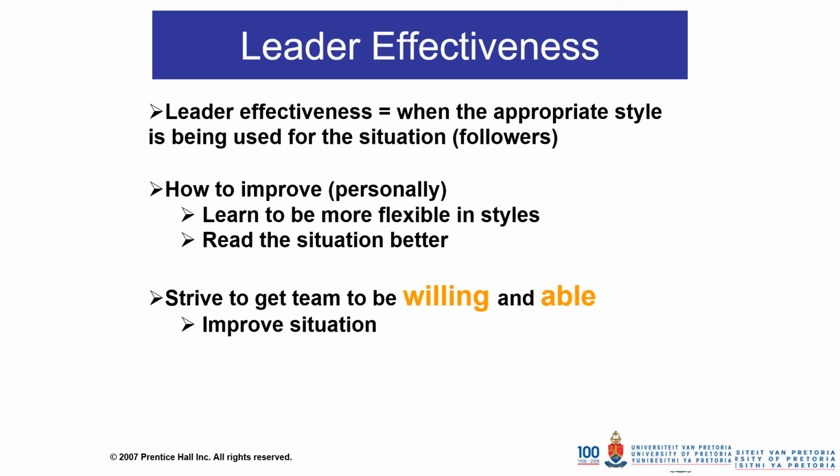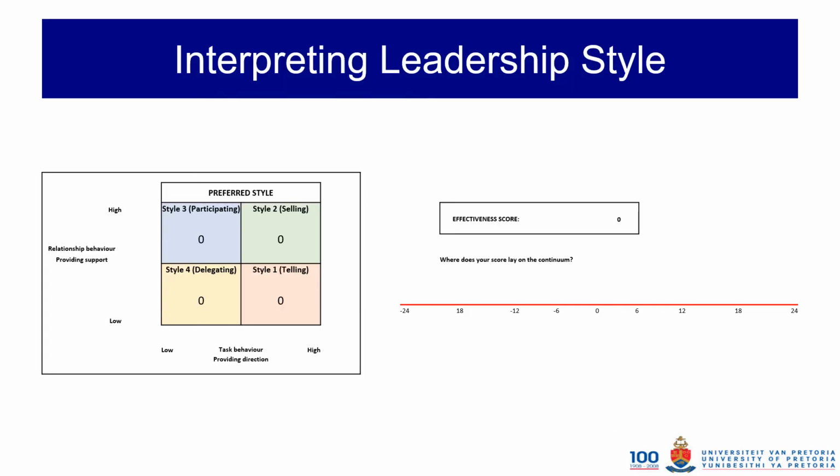Now, how to improve? The first way is to learn to be more flexible in your style, and the second is to read the situation better. And then also to strive to get the team to be willing and able, in other words, to improve the situation. Now, if you want to interpret your leadership style, you look at your flexibility and also your effectiveness. For flexibility, the ideal is 3-3-3-3 in each block, and that means you can easily move between the leadership styles.